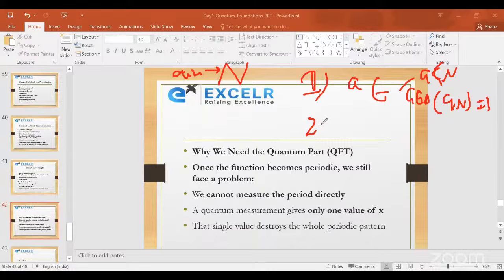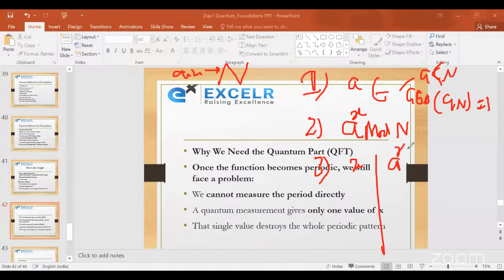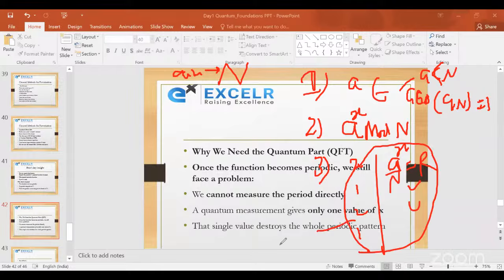Then the second requirement: we have to form a function a to the power x mod n, where n is the number we have to factorize. And then find the periodicity. Mathematically, we can find the periodicity very easily. We can form a table of x and a to the power x by n, that is a remainder table. Put the value 1, find the remainder. Put the value 2, find the remainder. Like that, from this table we can find the periodicity r.